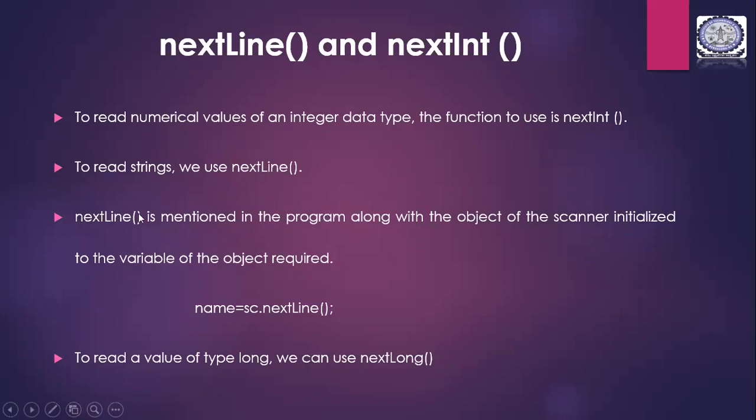The nextLine is mentioned along with the object of the scanner. So we have a scanner object defined, right? There sc was the scanner object defined, right? So we define that sc is the scanner object. Along with it, we give the nextLine and initialize it to the variable of that particular object. So if you say that staff one will have a name, right? So we give it as name equals to sc, the object of the scanner, sc dot nextLine. So it will take the string value for the name variable.